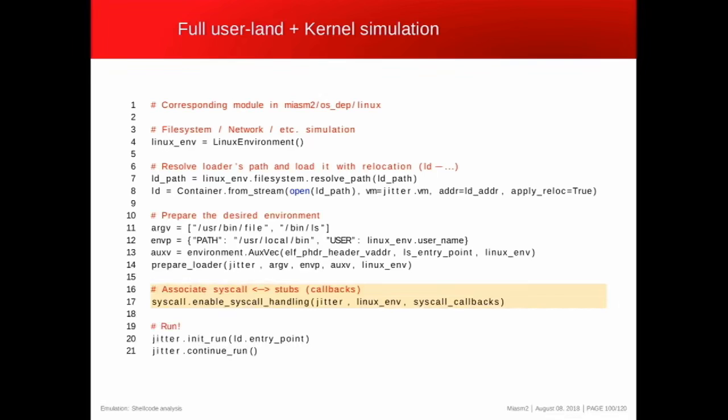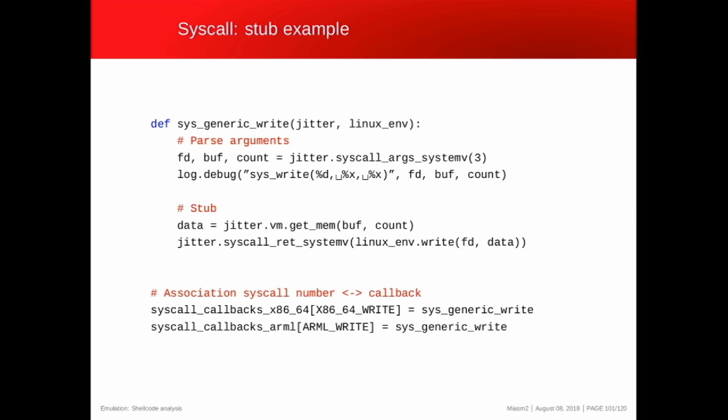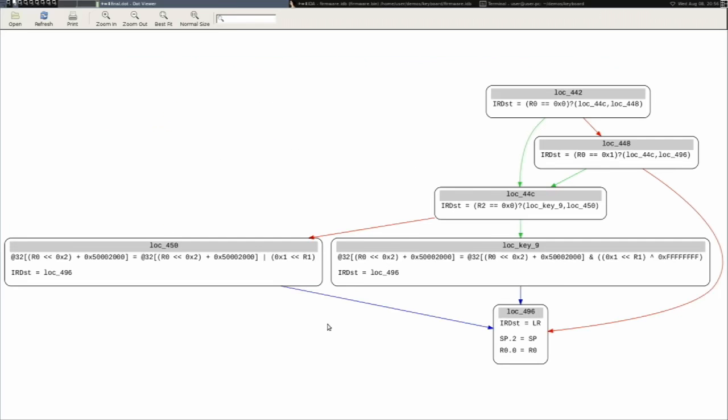And as we have done for the function stubbing before, we can stub the syscalls. So we can simulate them. For instance, if I want to write a generic syscall write, what I can do is just parse the arguments, knowing the calling convention, get the memory back from the VM, and call write on the fake file descriptors. Then I associate it to the correct syscall number, and it's done.